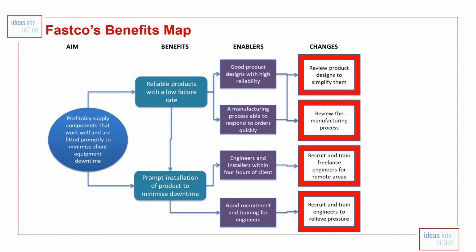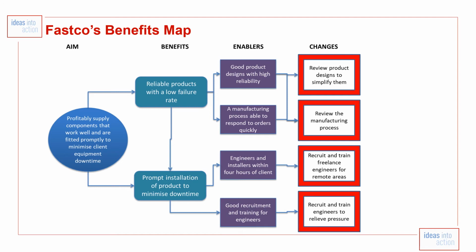There are 2 enablers or critical success factors for the first benefit, which are good product designs with high reliability and a manufacturing process able to respond to orders quickly. And then for the second benefit of prompt installation, we also have 2 enablers. These are engineers and installers within 4 hours of the client, and secondly, a good recruitment and training practice for engineers.